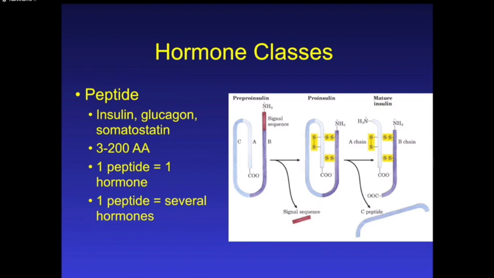Now, hormone classes. What are the types of molecules? Well, we've been talking about insulin and glucagon. Somatostatin is also in the mix, but you may not realize they are actually peptides. And so usually from 3 amino acids to 200, relatively small peptides are released in the bloodstream and act as a hormone class. A lot of times one peptide equals one hormone, but there are several classes in which the peptide will be broken down and become several hormones. Insulin is a very good example of one that we know very well.